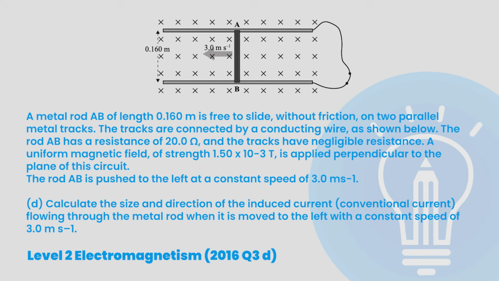A metal rod AB of length 0.16 metres is free to slide without friction on 2 parallel metal tracks. The tracks are connected by a conducting wire as shown. The rod AB has a resistance of 20 ohms and the track has a negligible resistance. A uniform magnetic field of strength 1.5 times 10 to the power of negative 3 Tesla is applied perpendicular to the plane of the circuit. The rod AB is pushed to the left at a constant speed of 3 meters per second. Calculate the size and direction of the induced current, conventional current, flowing through the metal rod when it is moved to the left with a constant speed of 3 meters per second.